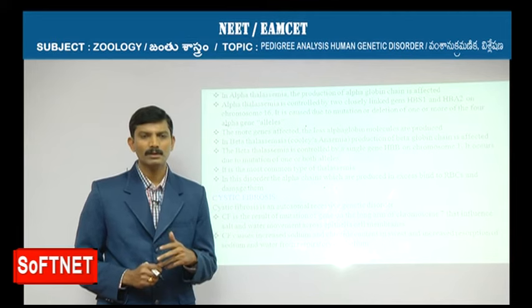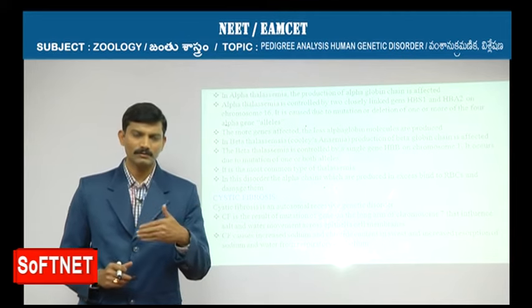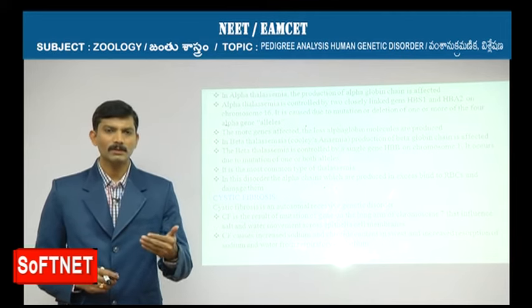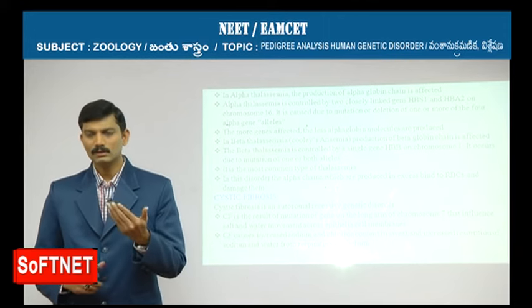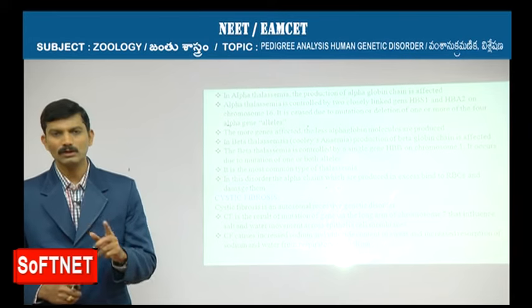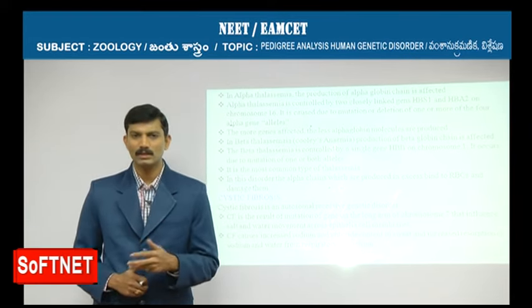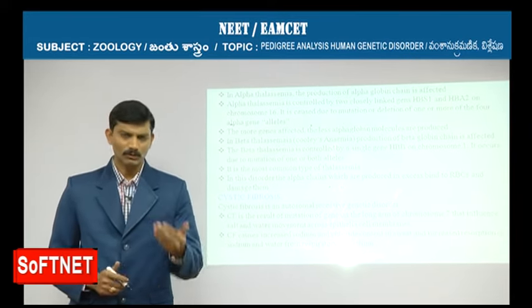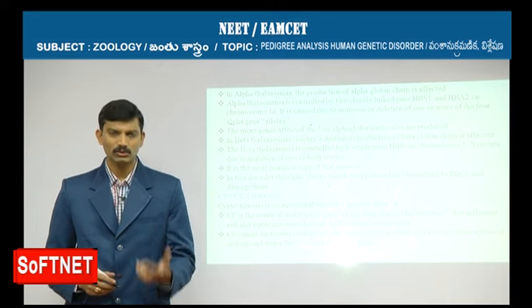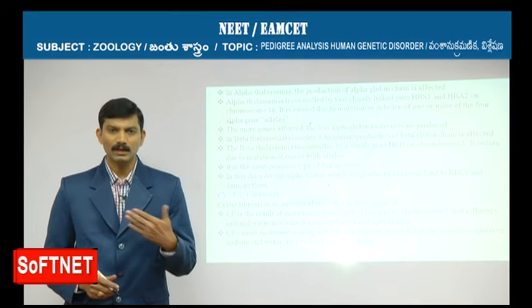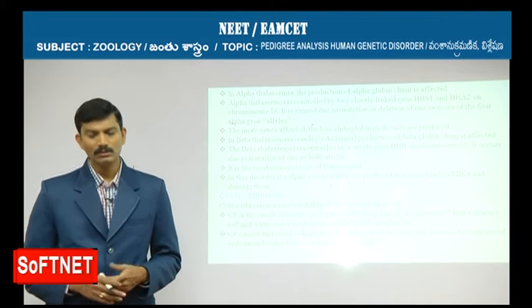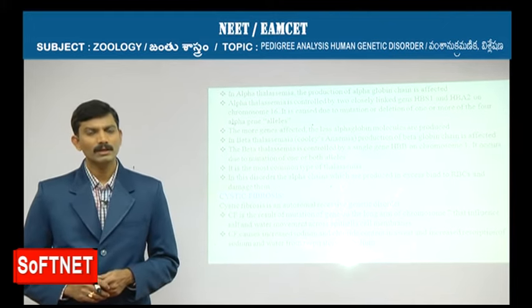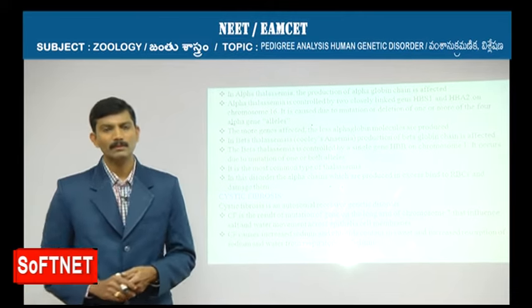For example, the beta synthesis gene is HBB, whose alleles are located on the 11th chromosome pair, and the alpha genes have alleles located on the 16th pair. Based on the mutation in one allele or two alleles, the number of chains is affected. Out of alpha and beta thalassemia, the most common type is beta thalassemia.